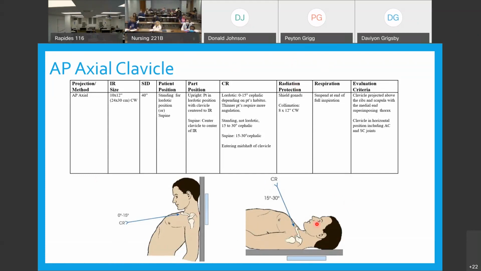All right, so everybody understand the 0 to 15. If this patient was standing completely erect, Kelvina, what's the angle?